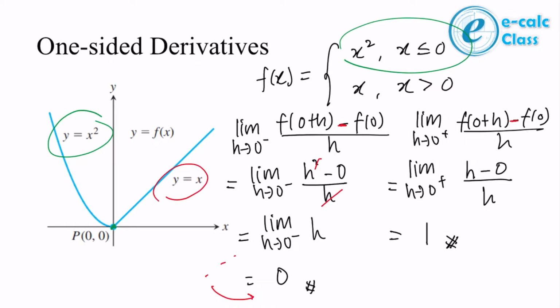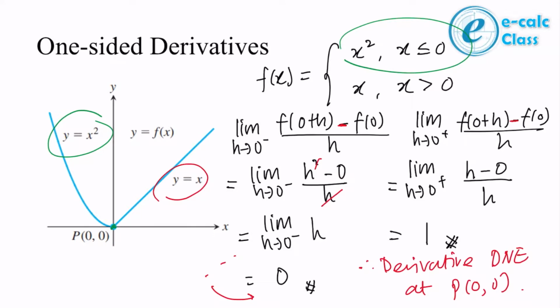As you can see, the derivatives from the left and from the right are not the same. One is 0, one is 1. Hence, we write a conclusion here. The derivative does not exist at this point P, (0, 0).